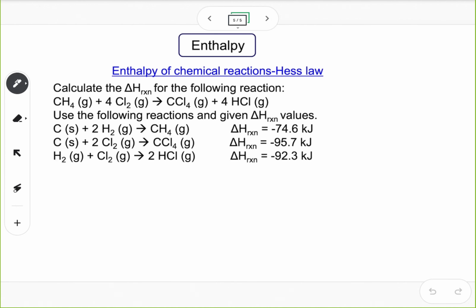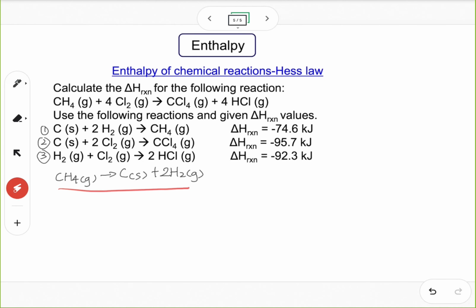Okay, so let's flip the first. I'll label that the first one, second one, and third one, okay, three subreactions. So we flip the first subreaction, and it will give us CH4 gas equals carbon solid and two equivalents of hydrogen gas. Well, according to the discussion we had on the previous slide, when you flip a reaction, then you need to flip the sign of the delta H reaction. Okay, so in other words, the delta H reaction for this new reaction will be 74.6 kilojoules.